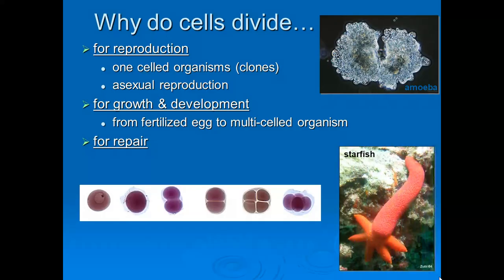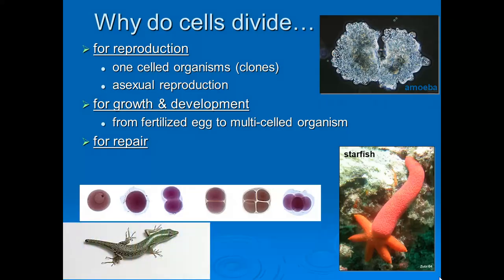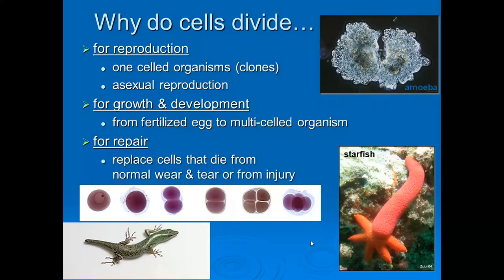And of course, for repair, if you cut yourself. Some organisms like the starfish you see there can regenerate their little spokes. So reproduction, growth, and repair. Why do cells divide? The salamander also can grow a tail if that tail becomes removed. So there it is. Replace cells that die from normal wear and tear, like your skin cells, and also from injury.